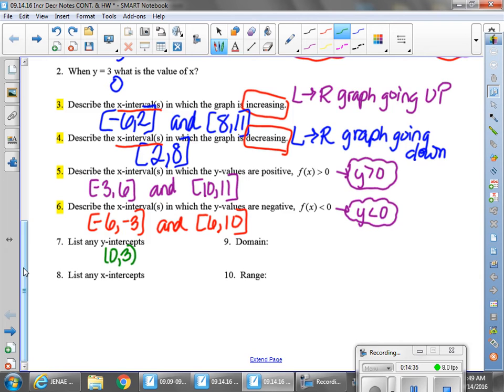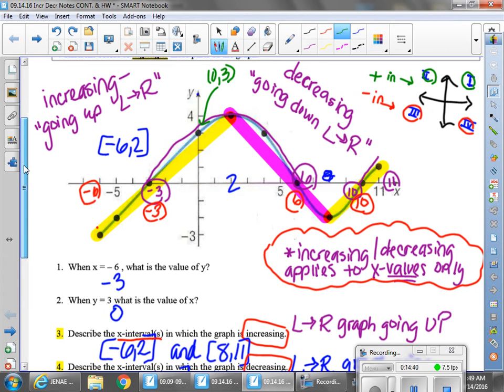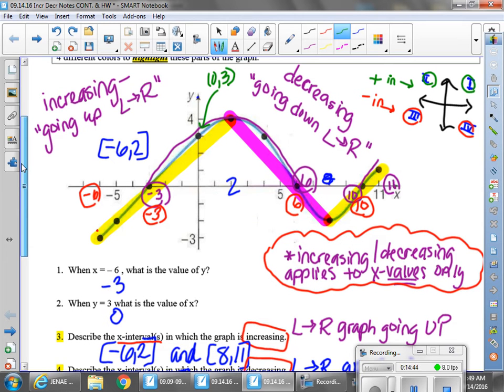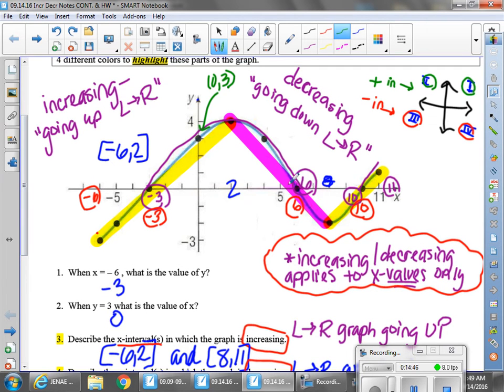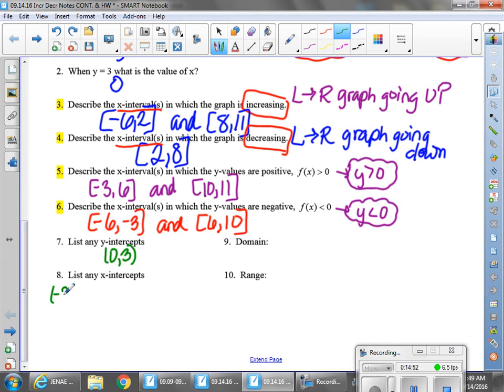How about some x-intercepts? How many are there? 3. Where's the first one? Negative 3, 0. Next. 6, 0. One more? Good. So we have negative 3, 0, 6, 0, and 10, 0.